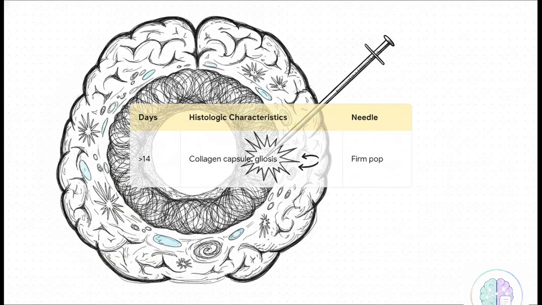We wrap up the timeline with Stage 4, the late capsule, which kicks in from day 14 onward. Now, a true collagen capsule has completely formed around that necrotic center, and you'll find gliosis right around the capsule itself. Because of this tough, mature collagen wall, the tactile feedback for a surgeon dramatically changes. They will feel firm resistance, followed by a very distinct pop upon finally entering the abscess with the needle.